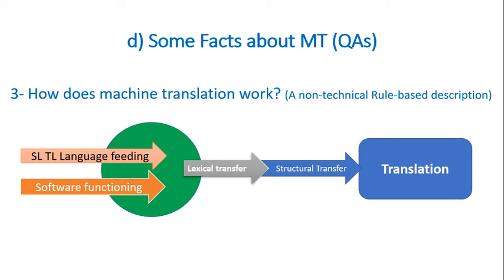After this, the process is of two phases. Number one is a lexical transfer, where each word is translated from the source language into the target language. And in the second phase, the structuring of these words is made through, of course, the software functioning. And the result is translation. Remember, as I said, and as it is written on the page as well, this is a non-technical description and only a description based on rule-based machine translation method.